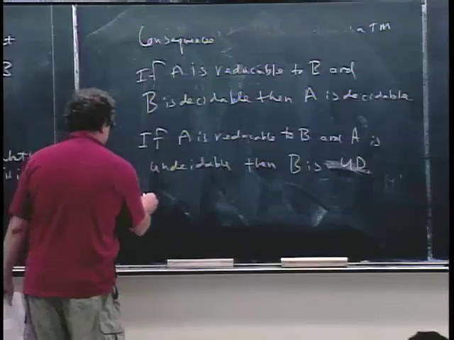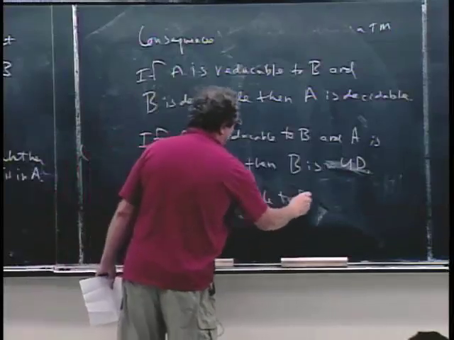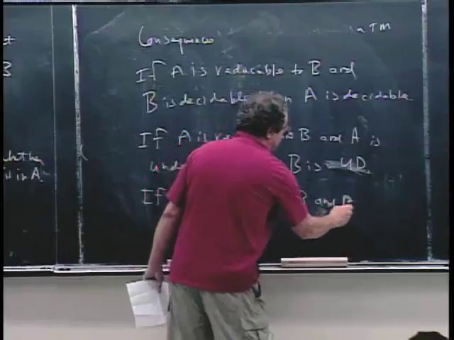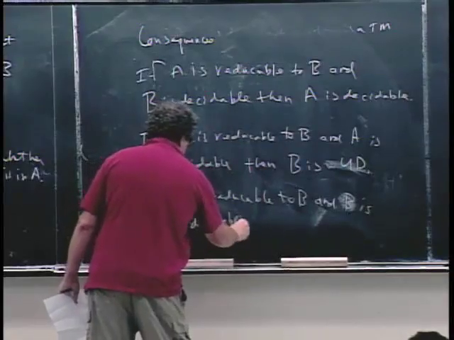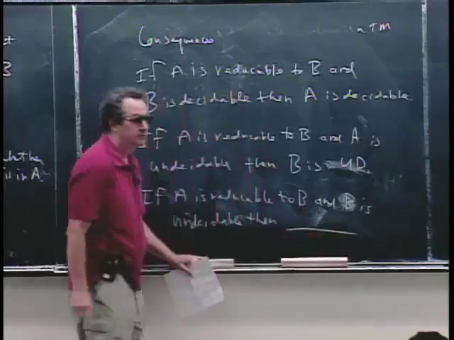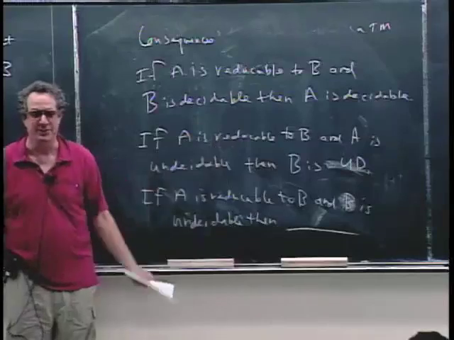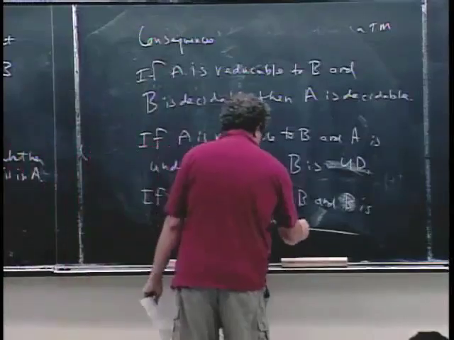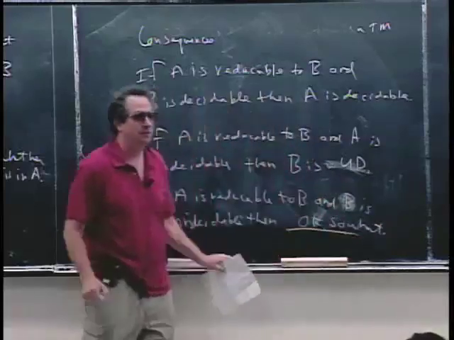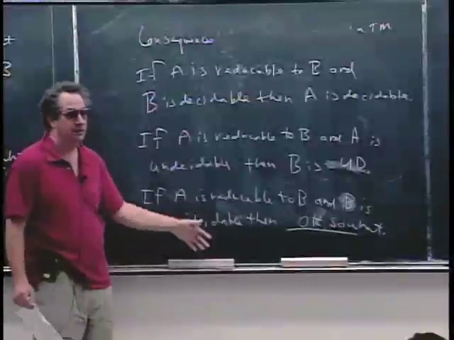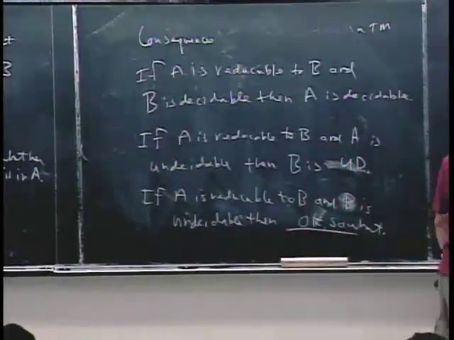Okay, let me give you a third one here. If A is reducible to B, and B is undecidable, then what? Yeah. Here I was hoping that nobody would answer, and I would say, that's the right answer. Yeah, this means nothing. It doesn't really mean anything. I mean, it can certainly happen that A is reducible to B and B is undecidable. All right, good answer. All right, so we're going to exploit this one, though.